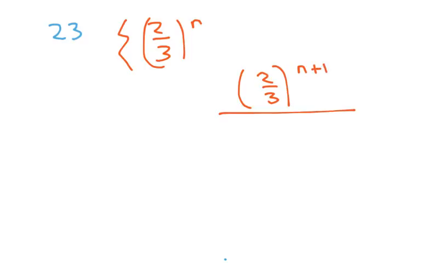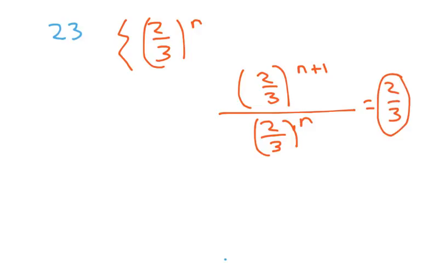That would be the next term over 2/3 to the n, which, as we saw on the other problems, is just going to be 2/3, which is a common ratio. And you could write out some of the terms. You'd get 2/3, 4/9, 8/27ths.